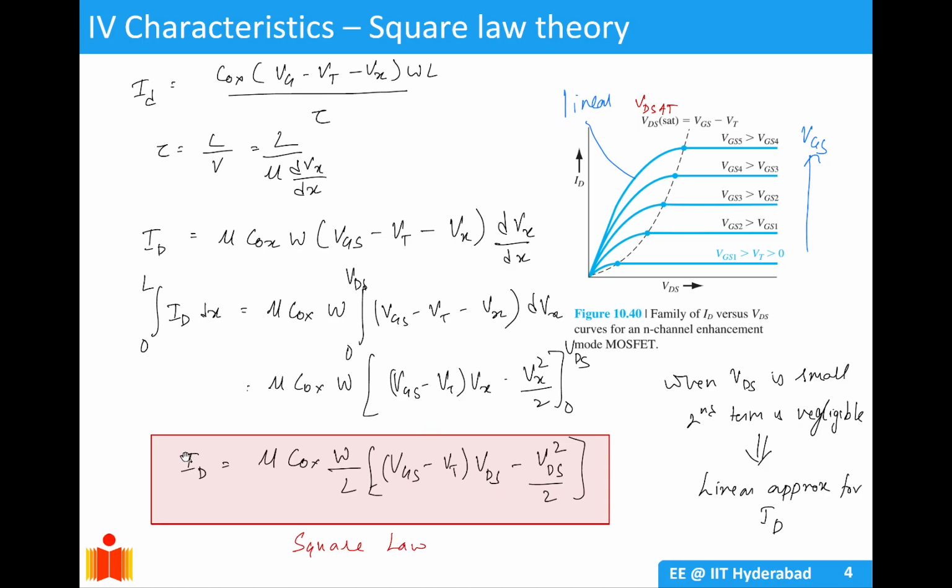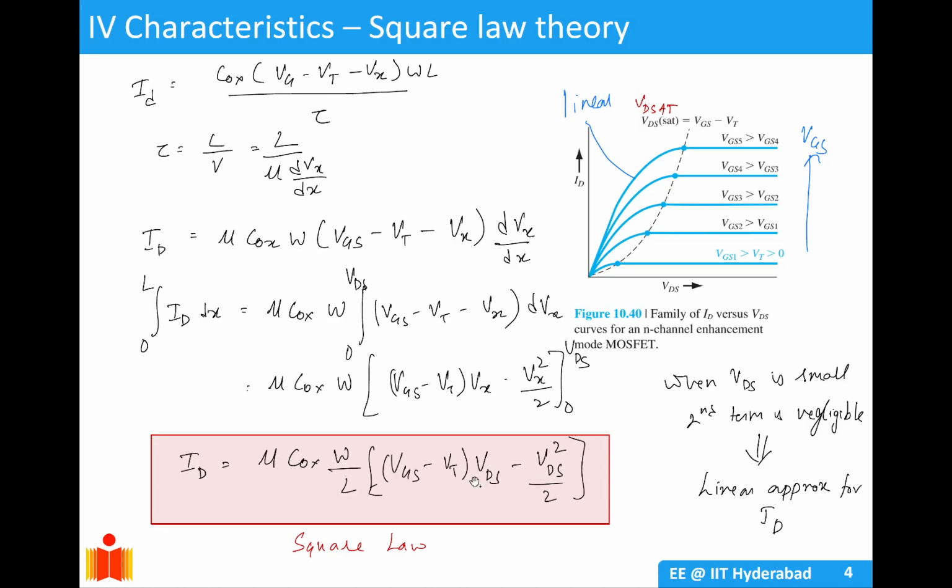So when you solve this, the total current comes out to be ID equals mu Cox W by L [(Vgs minus Vt) Vds minus Vds square by 2]. So this now becomes your equation for current.